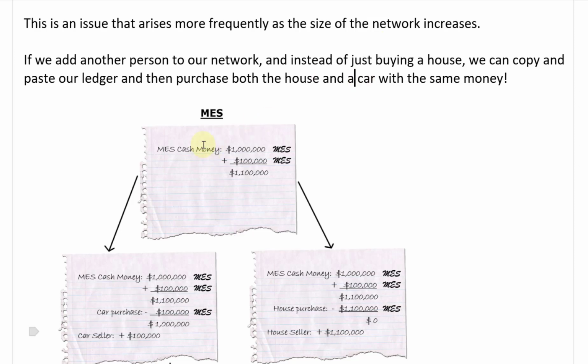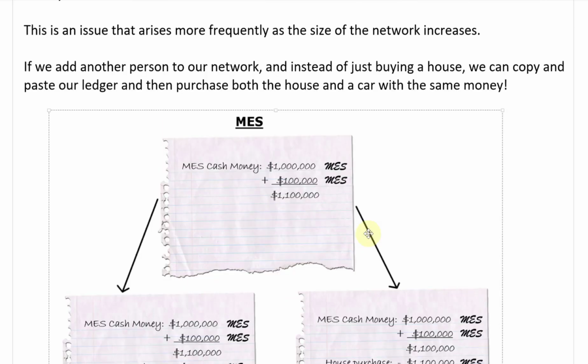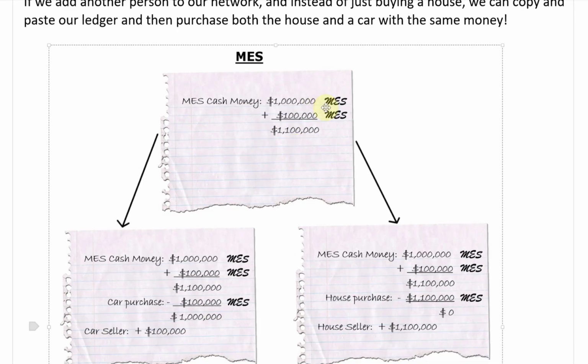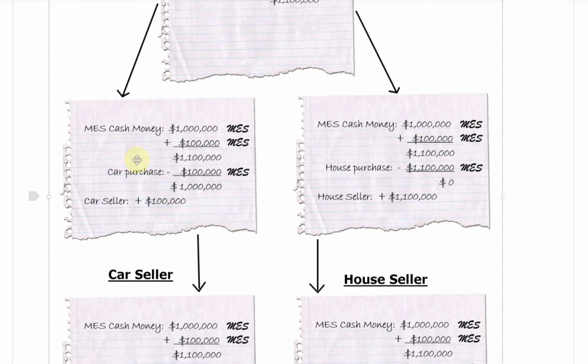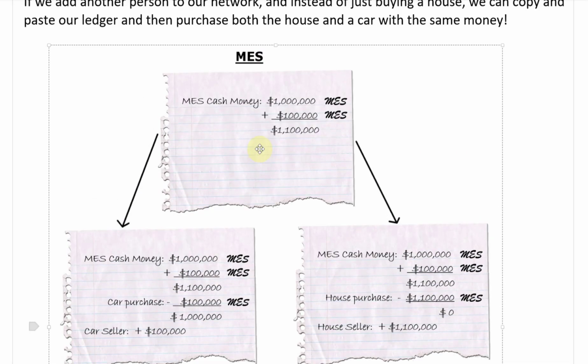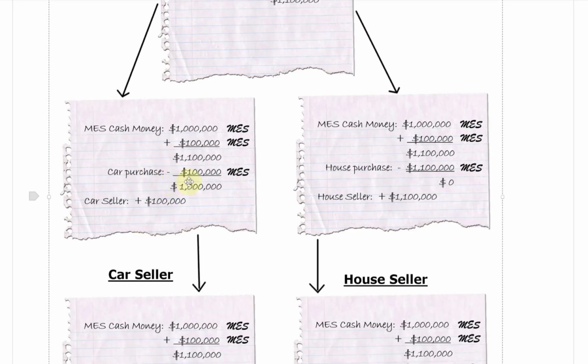So here's MES cash money. Let's go back to our money printing. MES just made it bigger. So $1 million printed, we signed, 100,000 printed, we signed. And then we copy and paste, which you can do digitally, easily. So just copy and paste before we send it to the car seller and the house seller, and then add a car purchase of $100,000.